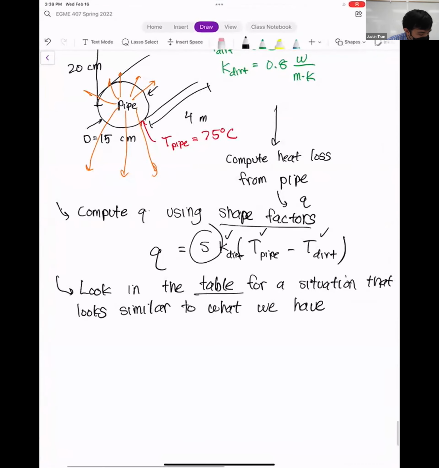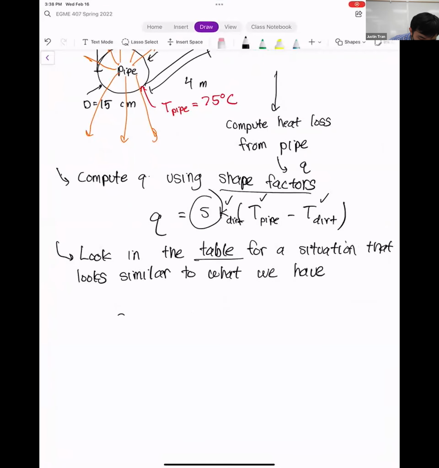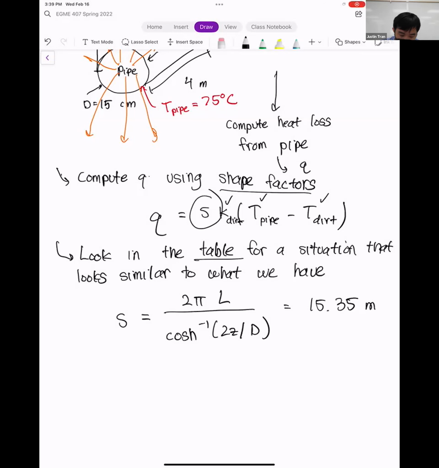With that knowledge, our formula for S is going to be 2 pi times L divided by hyperbolic cosine inverse of 2Z divided by D. We have everything here. For the inverse hyperbolic cosine, you can just plug that into a graphing calculator or MATLAB or whatever your calculator of choice is. And if we do all that, we end up with 15.35 meters.